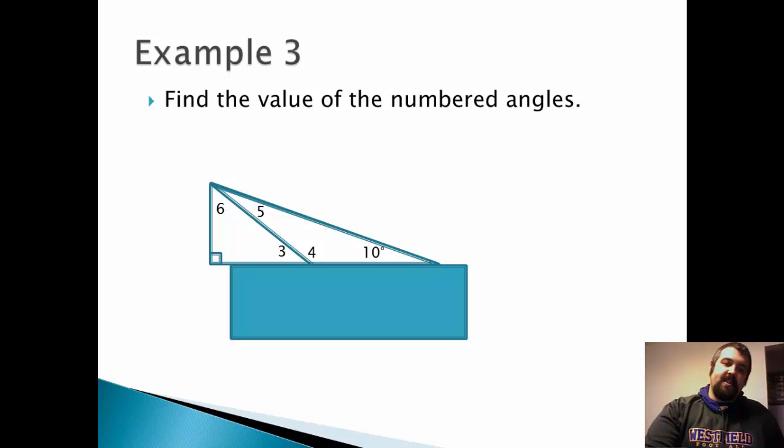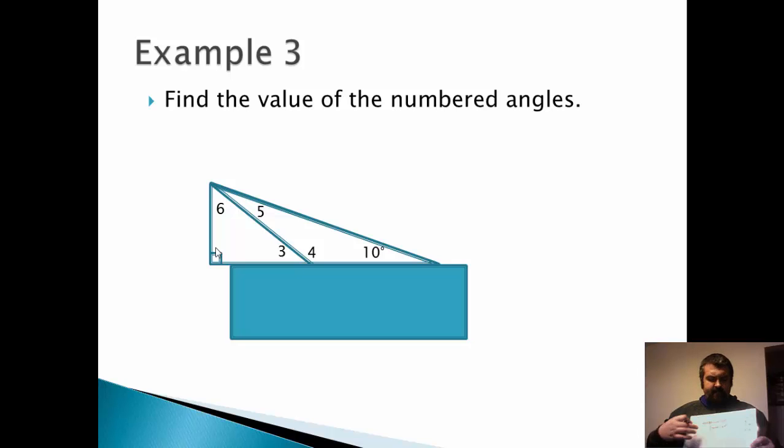So now if I just look at this triangle over here, this one right here, angle 6, angle 3, and the right angle, well, I know angle 3 is 40. I know the right angle is a right angle. So 40 plus 90 plus measure of angle 6 equals 180. Solve for measure of angle 6.